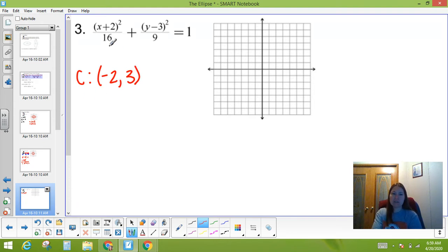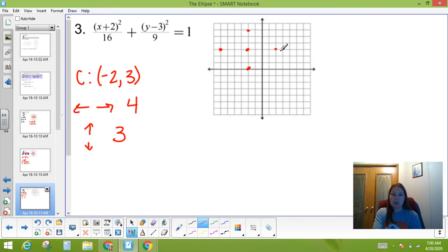Okay, so we have our center, and then the number under the X tells us how far to go left and right. So the square root of 16 is 4. And then the number under the Y says how far do you go up or down. So the square root of 9 is 3. All right, so -2, 1, 2, 3. And then we're going to go out 4 and up 3, down 3.